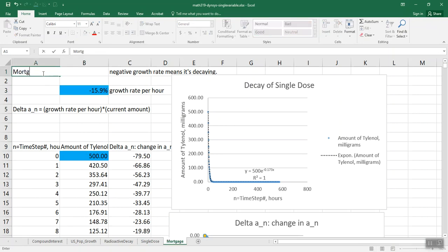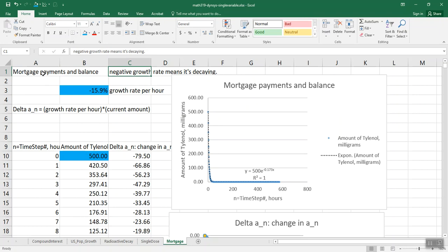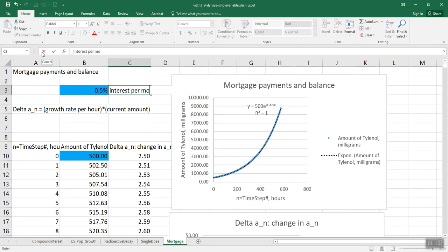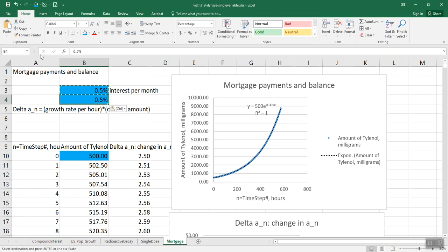So this is mortgage payments, balance. Now for an interest rate, we have 0.5% per month. But then we also have a payment amount, and we'll copy the blue, let's do an $800 payment. Now that's actually subtracting from your balance, so let's call it a negative 800. The parentheses there is the accountant's way of writing a negative number.